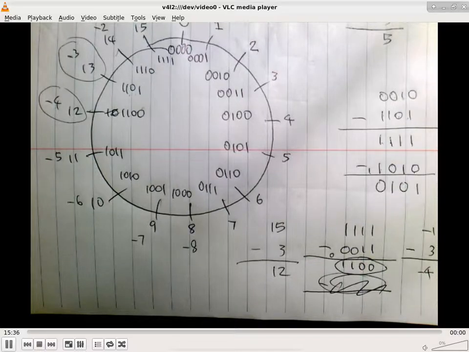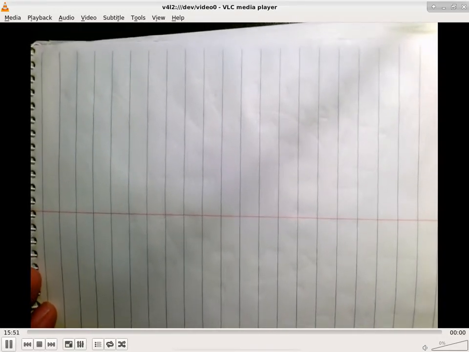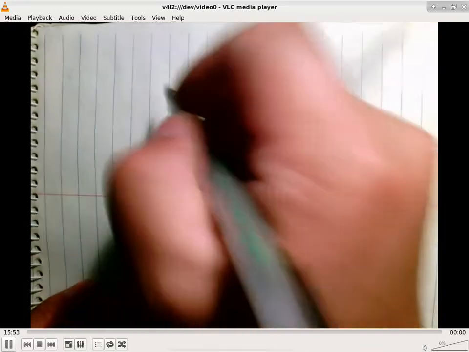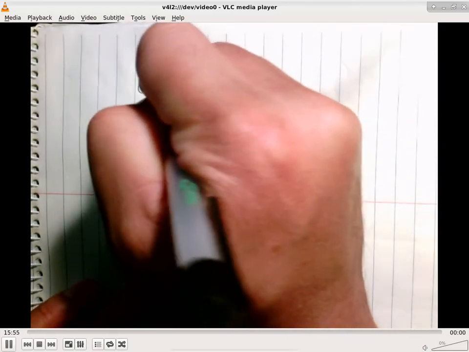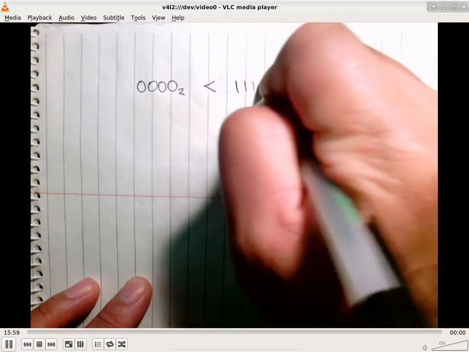There's only one case where you really care. It is when you compare. Okay? So I'm going to use another one. This one is going to be useful, so I'll keep this one on the side because we'll have to go back to that occasionally. So if I ask you, is the bit pattern 0000 in base 2 less than 1111 in base 2?